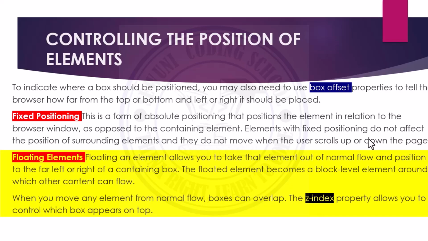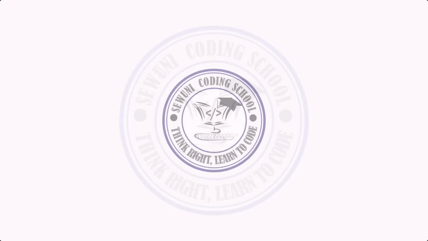When you move any element from normal flow, boxes can overlap because you are now changing positioning, either relative or absolute, or fixed or floating. If it is not the normal flow, that means there could be a possibility of overlap of boxes. Now the z-index property allows you to control which box appears on top of which one. That's the z-index.